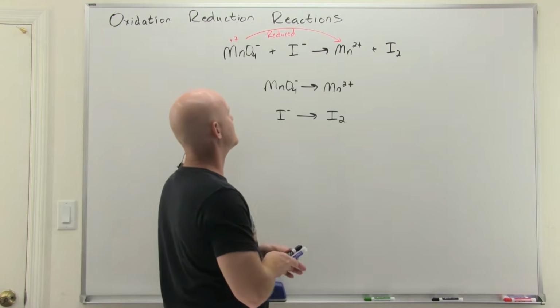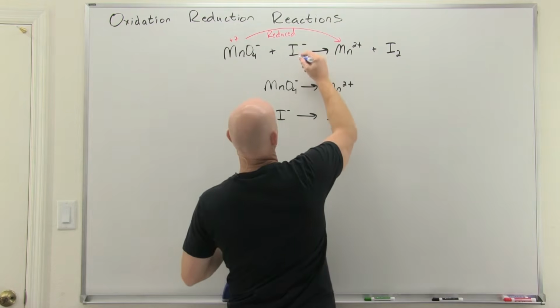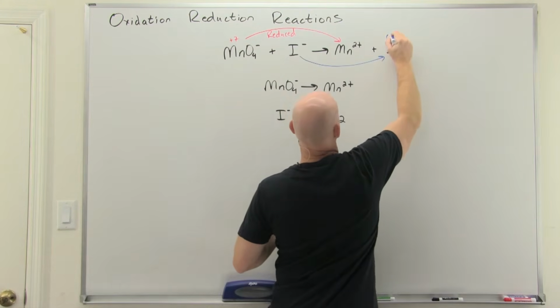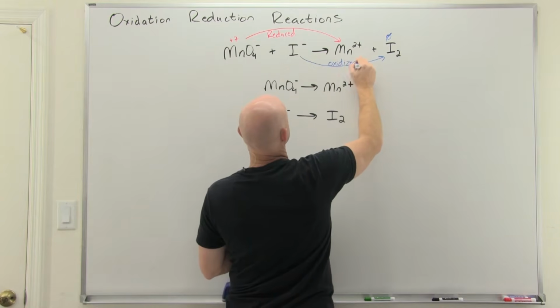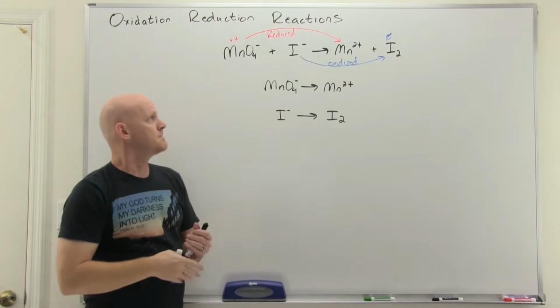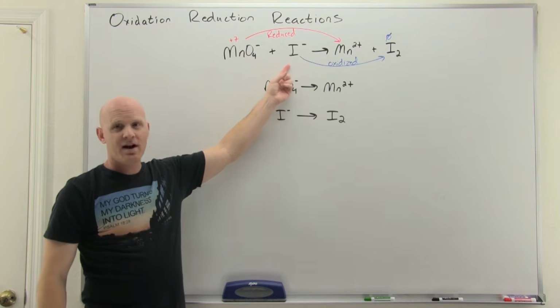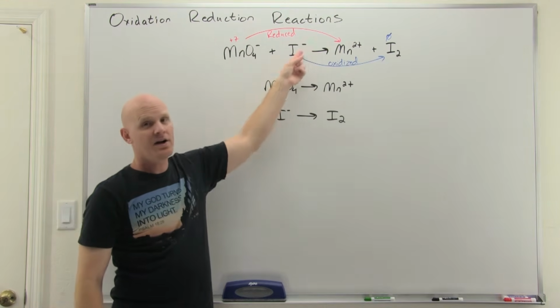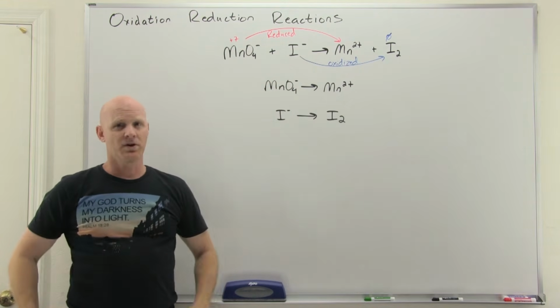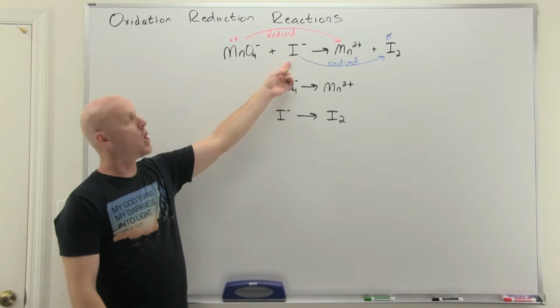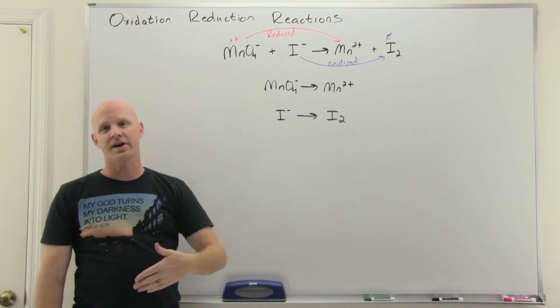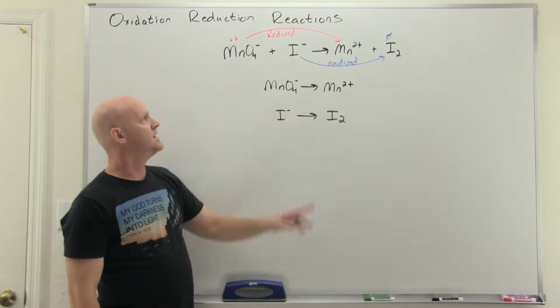Now on the other side, we've got iodine again going from -1 up to the 0 oxidation state. So it is getting oxidized. Whether you want to say that iodine is getting oxidized or that the iodide ion is getting oxidized, either one of those is acceptable. Hopefully you've realized that when we talk about who's getting oxidized and who's getting reduced, it's always the reactants that are getting oxidized or reduced, not the products.